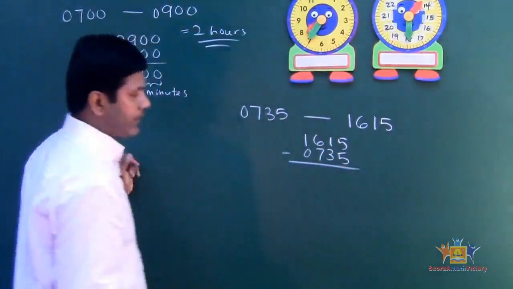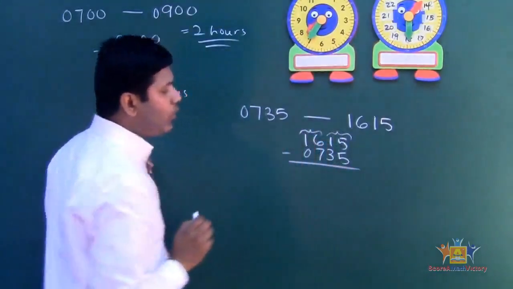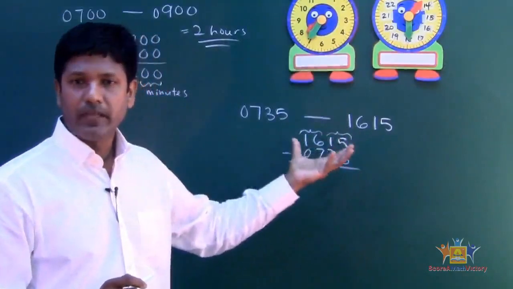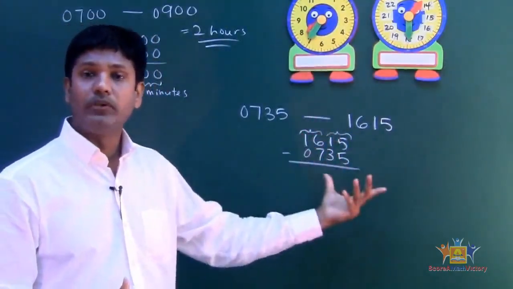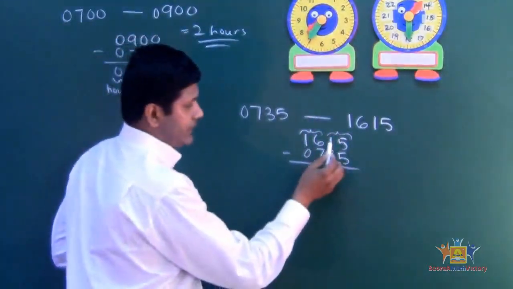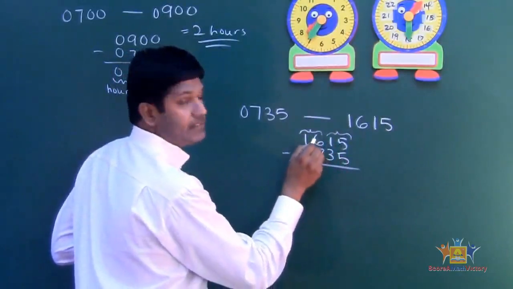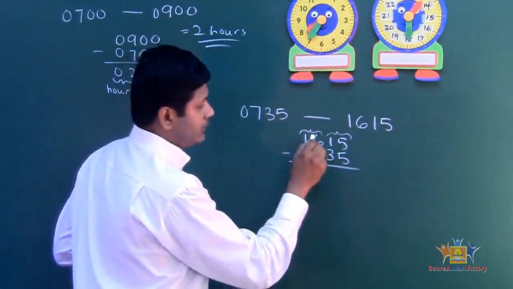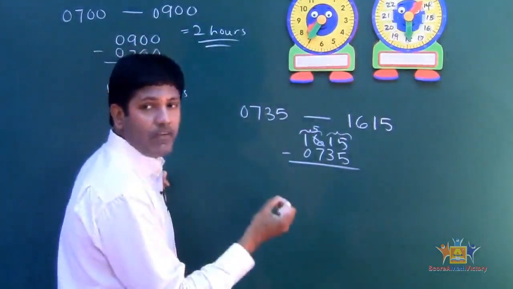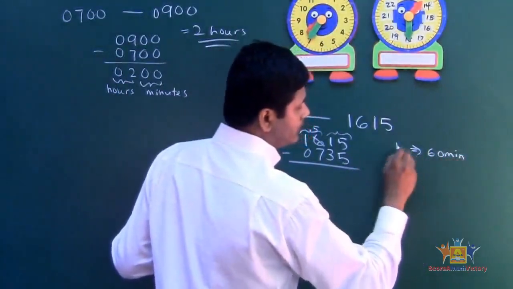Subtract them. But keep in mind, this is the minutes and this is the hour. Don't treat them as a whole number. You're dealing with the hour system, that's a unit conversion there. You cannot subtract 35 from 15, so you have to borrow 1 hour from 6. That 1 hour from 6 will become 5. When you take 1 out of 6, it becomes 5. And that 1 hour is 60 minutes.